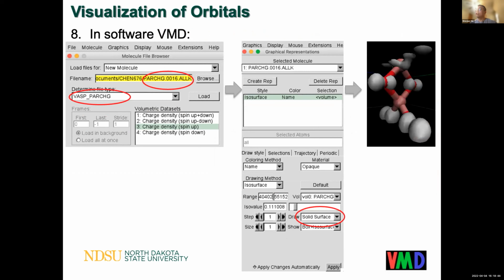And then, also in this VMD software, we load another file we generated and choose the correct file type. This time we draw the solid surface using the isosurface method, and then we can see we got the visualization of the orbitals. And that's all. That's my presentation. If you have questions, please feel free to ask.